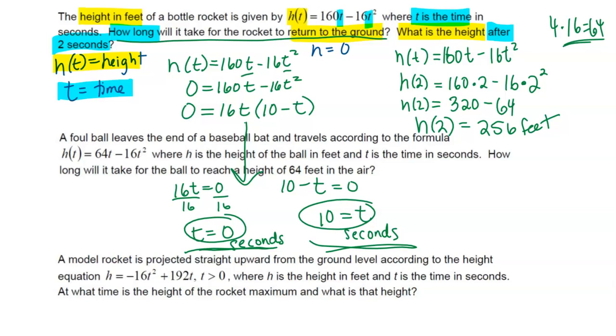320 minus 60 is 260. And then minus 4. That's all right, I'm with you. When we're doing it in our heads, we make all kinds of errors. So 256 feet. Again, you're going to write your answer in a complete sentence.